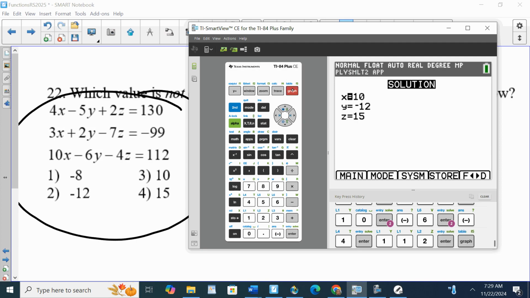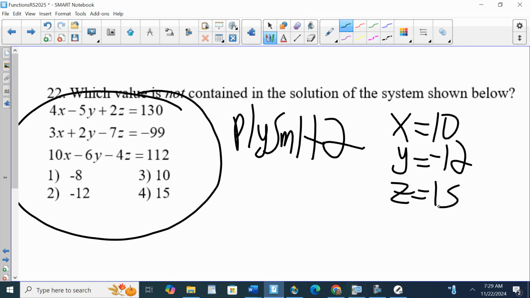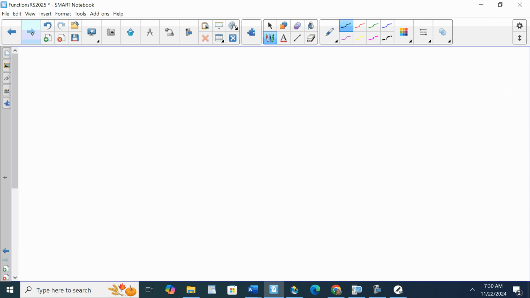We use the graph button to access that. X equals 10, y equals -12, and z equals 15, which is not contained in the solution set. Well, I see 10, I see -12, I see 15. I don't see -8. -8 is your answer. I think that's it. Yup.